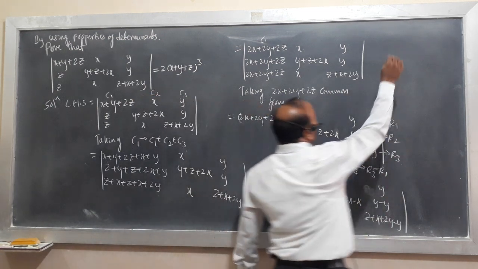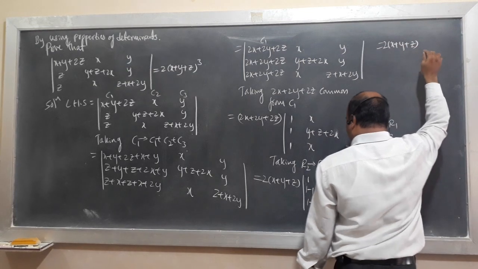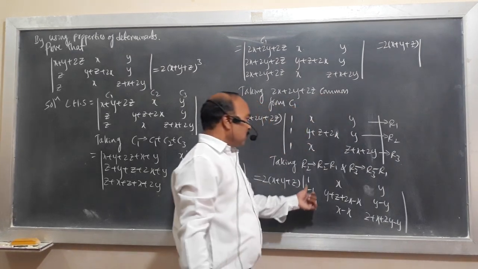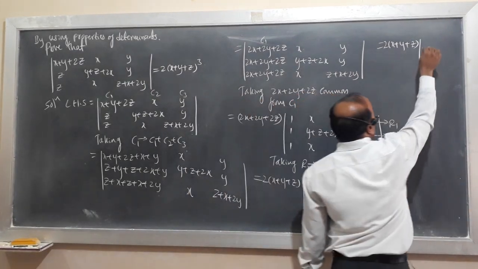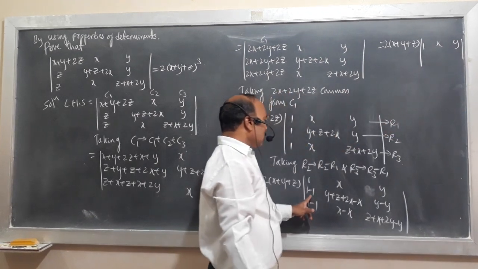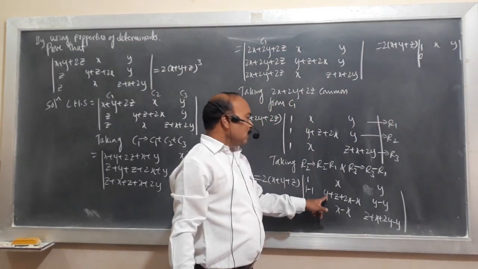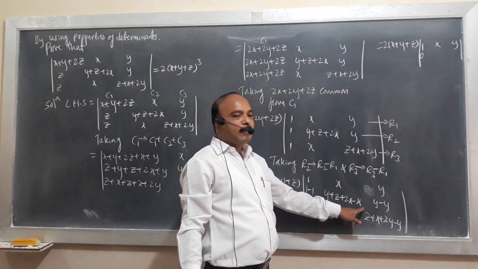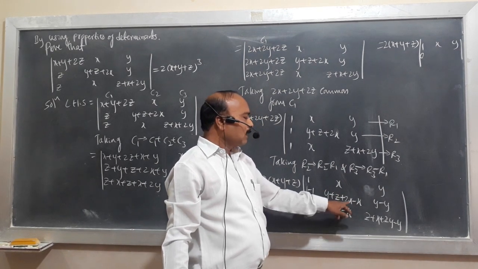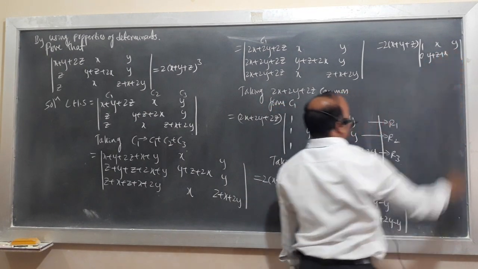Now simplify this. It is equal to 2 times (x plus y plus z) into the determinant: 1, x, y, first row as it is. Second row we get 1 minus 1 is 0. It is y plus z plus 2x minus x, means 2x minus x is x. We get y plus z plus x, y plus z plus x.